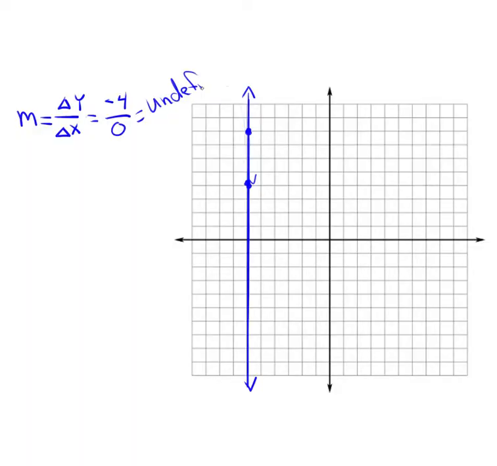Undefined. So the slope of this vertical line is undefined. We don't leave it as -4 over 0. It is undefined, is the slope. So when it asks for the slope, a vertical line is undefined. And the reason why it's undefined is because the change is 0 horizontally. There's no change. It's not moving left and right. It's just changing 0, so that denominator is 0.